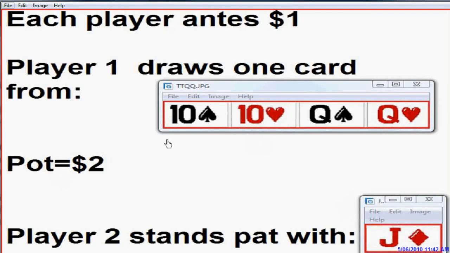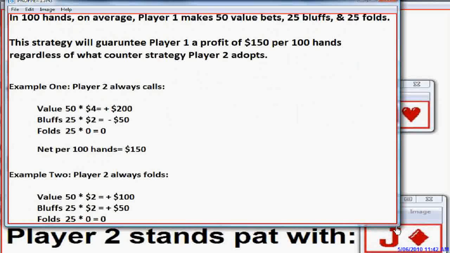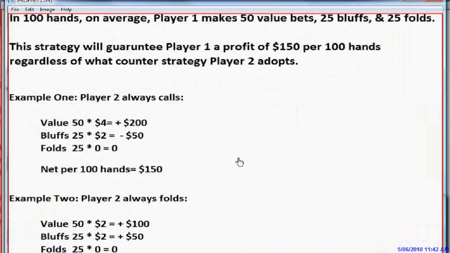And we showed that this guarantees us a profit, regardless of the opponent's strategy. In 100 hands, if he calls every time, we will make 50 value bets and win $4 each time, since he's always calling. That's $200. We're making 25 bluffs and losing all of them, so we'll be losing $50 on bluffs, which leaves us a net of $150 per 100 hands. And after we take out our ante expense, which was $1 a hand, $100, we come out $50 ahead per 100 hands. And we make the exact same amount if player 2 always folds.